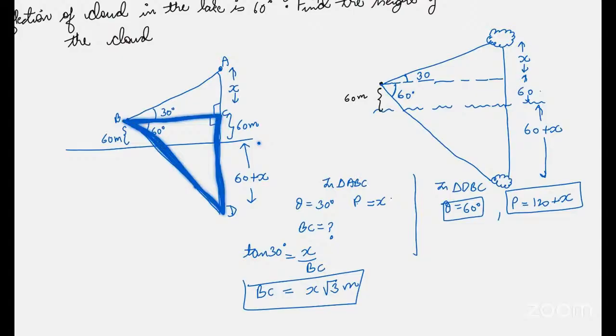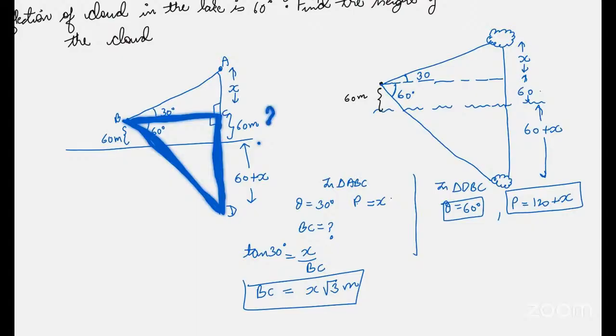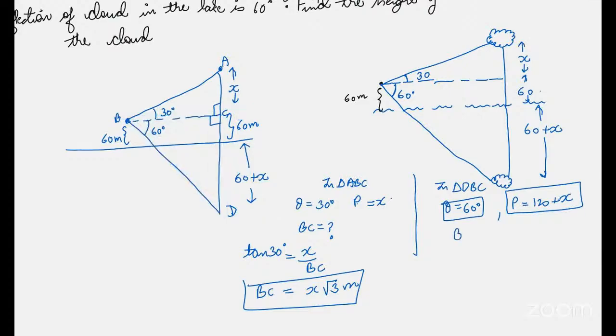Okay, we are taking this triangle CBD. Can you see this, Godwin? So what is the height? It will be 60 plus 60 plus x. So 60 plus 60 is 120 plus x. I wrote it like this. And the base will be BC.